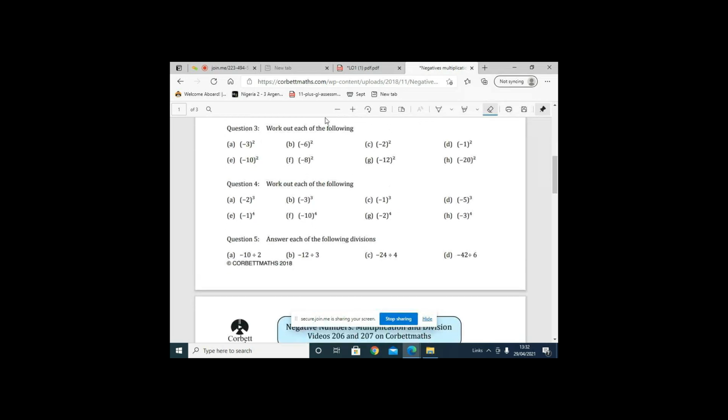So let's move on to Question 3 quickly. Can you try these two for me, please? When you square a number, it means that you have to multiply that number by itself. So, for example, let me do this C for you. If you say minus 2 squared, it means minus 2 times minus 2. So minus times minus is positive. Then 2 times 2 is 4. So it's positive 4. So can you do A and B for me, please?